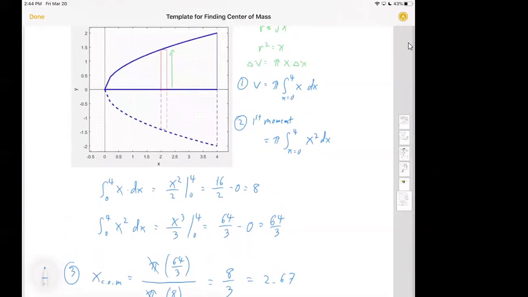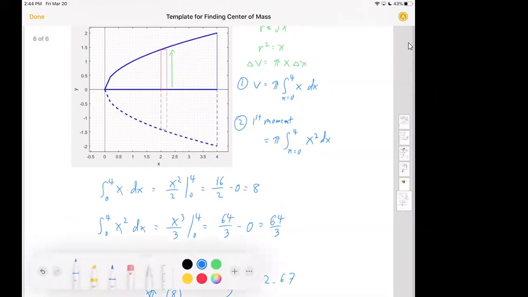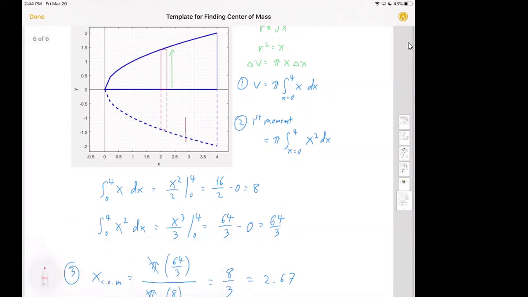Now, if you recall where the x center of mass was when we were looking at this region as a flat region, I believe it was at about 2.4. So now, if we were to put in a line where 2.67 is, it's closer to 3. So it's further to the right-hand side than it had been before. So before it had been somewhere over here when it was a two-dimensional shape, but now that it is a three-dimensional shape, it's a little further to the right, and that's because of what we talked about before.